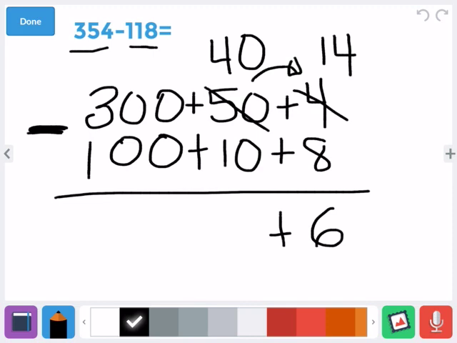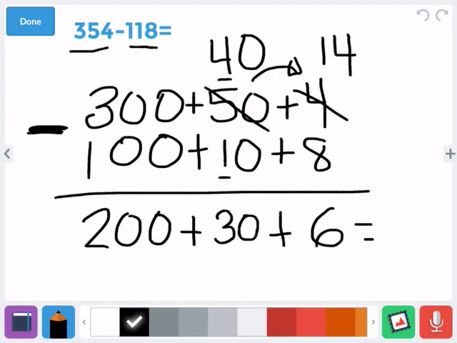40 minus 10, well, that's the same as 4 tens minus 1 ten. 4 tens minus 1 ten equals 3 tens. 3 tens is the same as 30. Now we have 300 minus 100. 300 minus 100 equals 200.